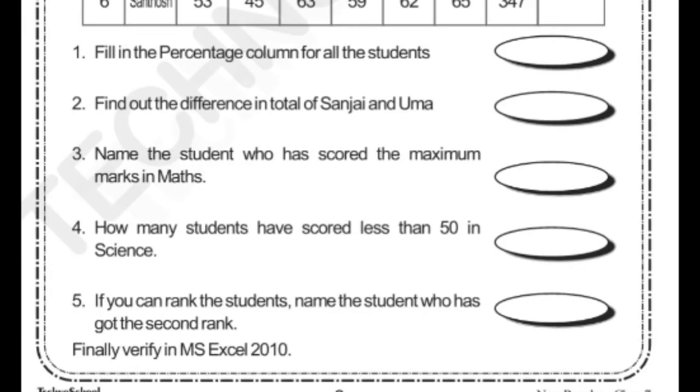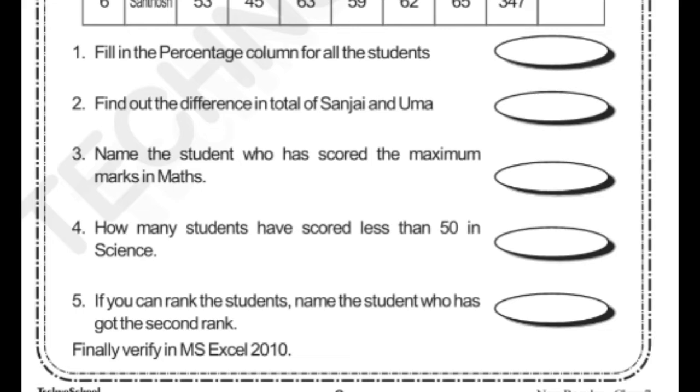So let me read the next question. Find out the difference in total of Sanjay and Uma. So you know how to answer this question. We have to find the total of Sanjay and Uma and the difference in their values. So take the totals of Sanjay and Uma and subtract. It's very simple. You have to subtract the smaller value from the bigger one. So we will get the answer for this question.